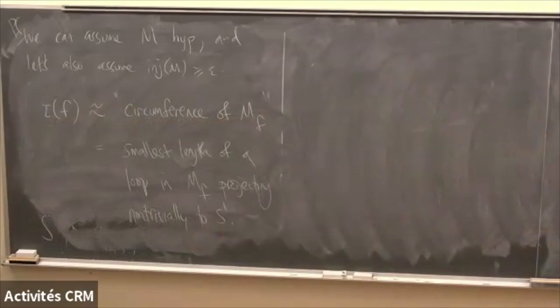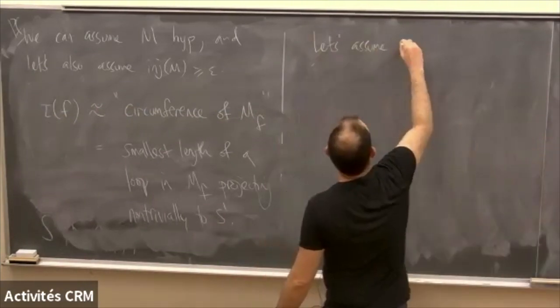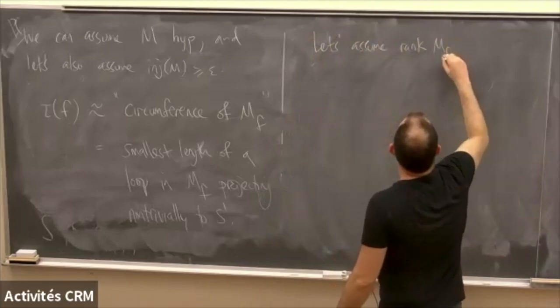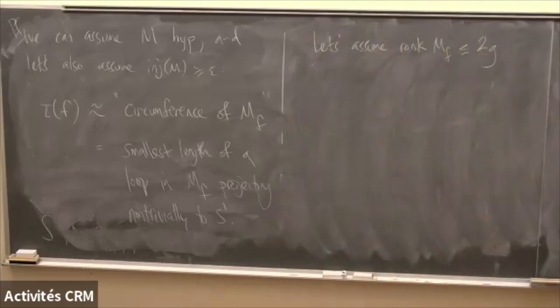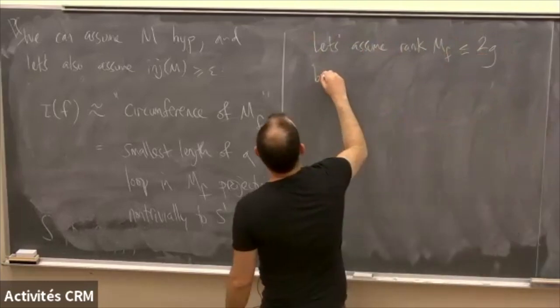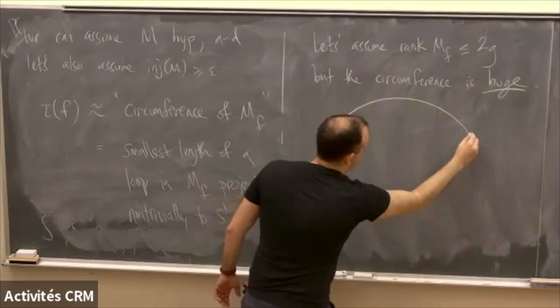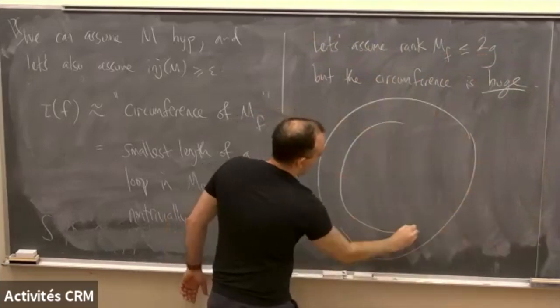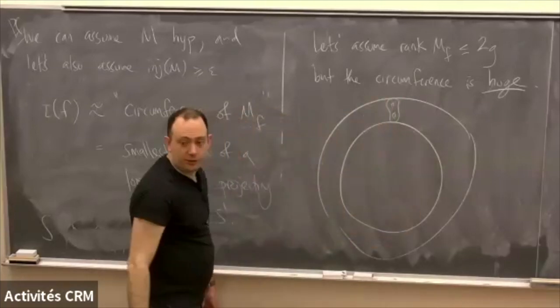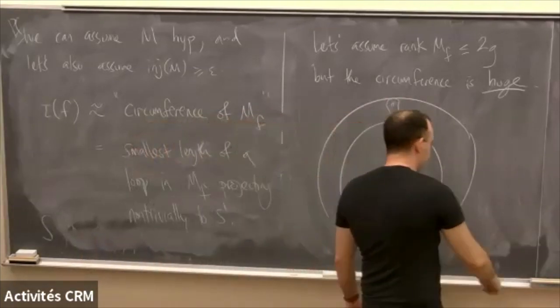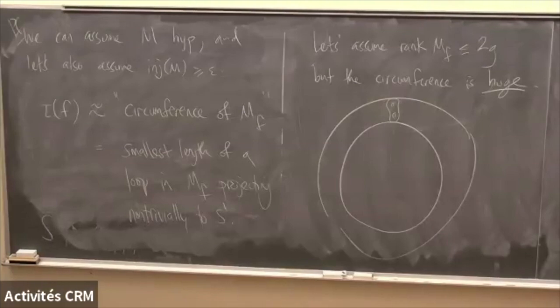So we want to say, let's assume that we have this mapping torus where the rank of M_F is less than or equal to 2G. But the circumference is, so the picture you should have in your mind is this huge mapping torus, and the hyperbolic distance around the mapping torus is colossal. And so what do we do?